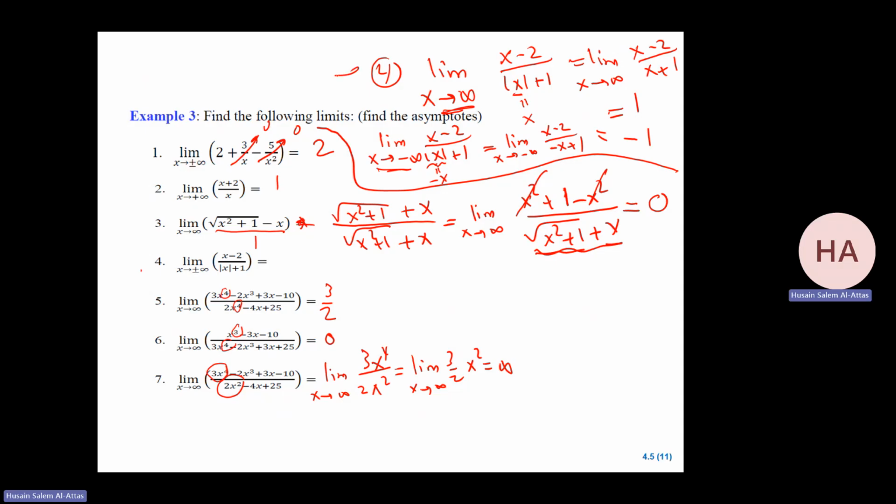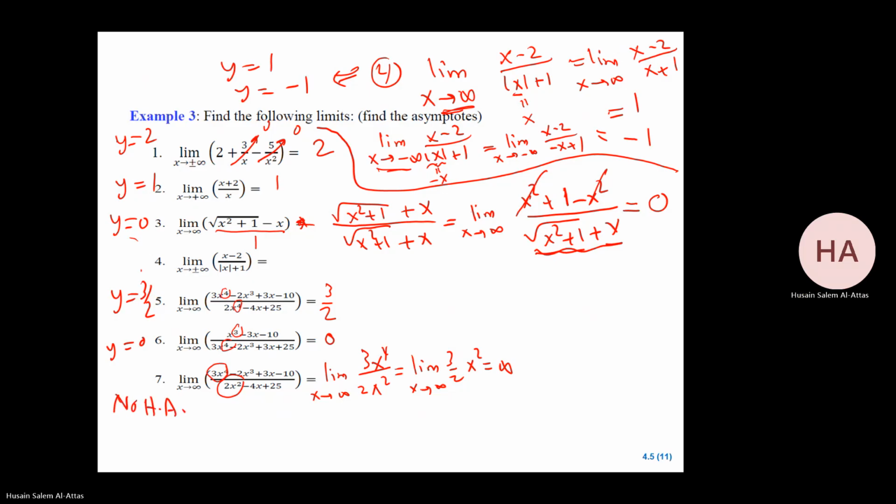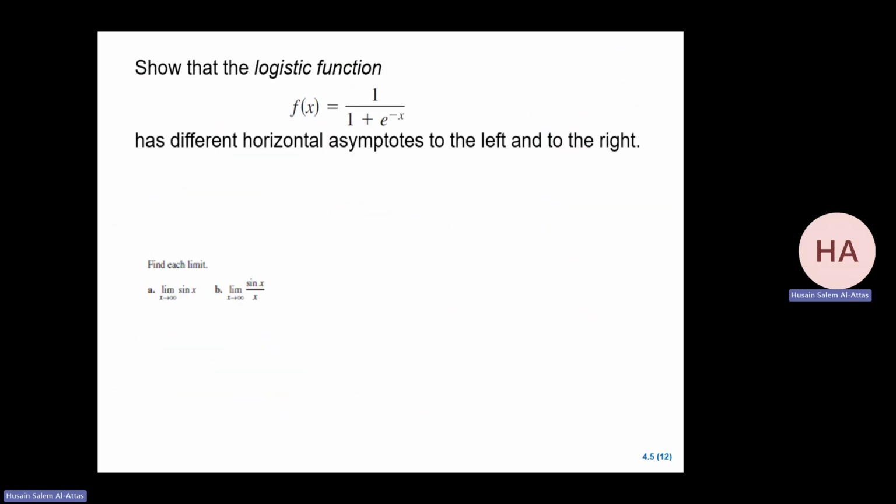By the way, the asymptotes: here I have y equal 1, y equal minus 1. Here I have y equal 2. Here I have y equal 1. Here I have y equal 0. Here I have y equal 3 over 2. Here I have y equal 0. Here I have no horizontal asymptotes, because the limit does not go to a value.